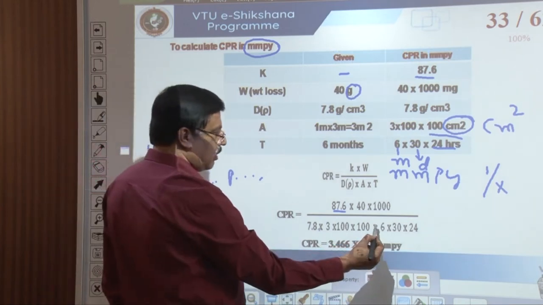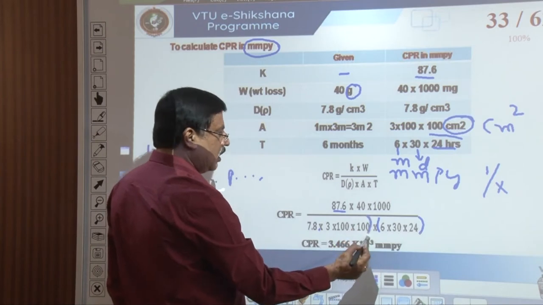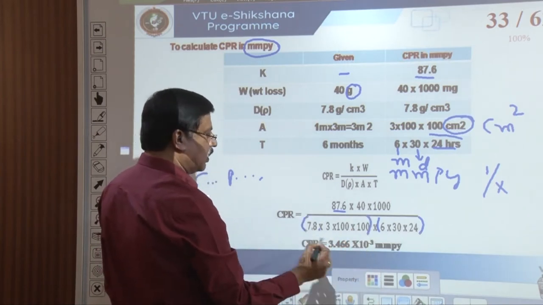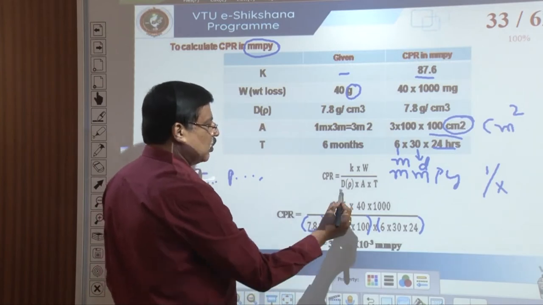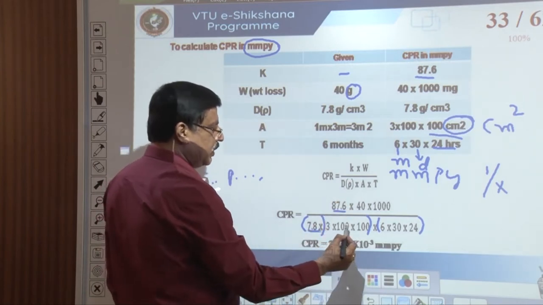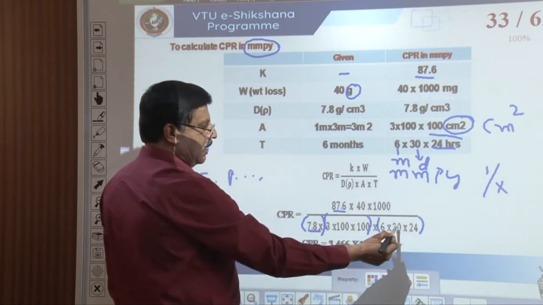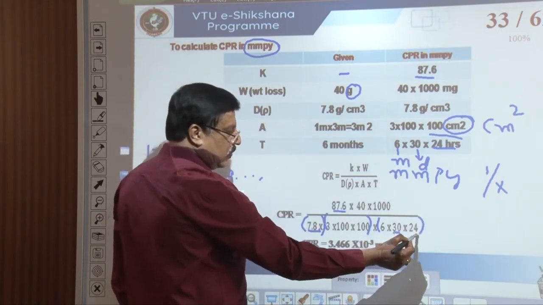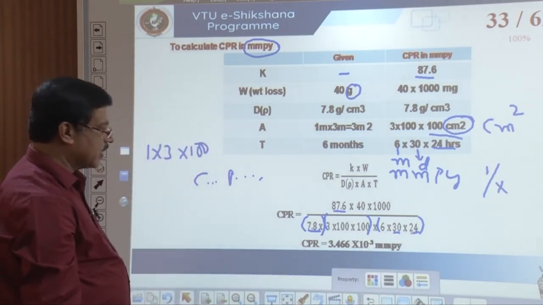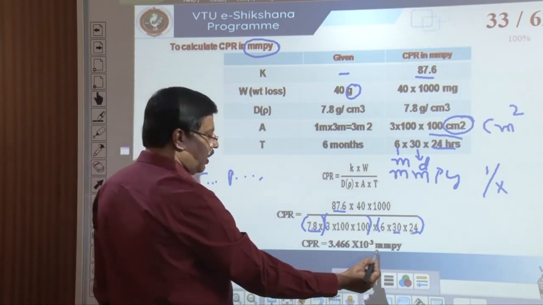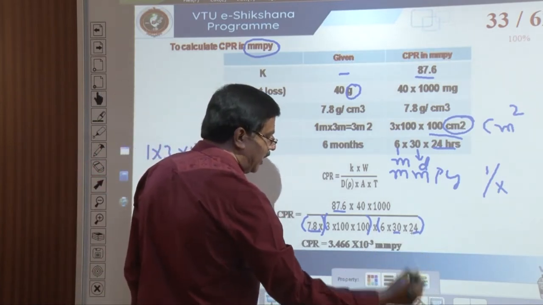And this is the time T, this is one thing, clear. This is the area. So 78 is D of rho. A is 3 into 100 into 100 centimeters. And 6 months into 30 days into 24. So ultimately you will get 3.466 into 10 to the power of minus 3 millimeter per year.